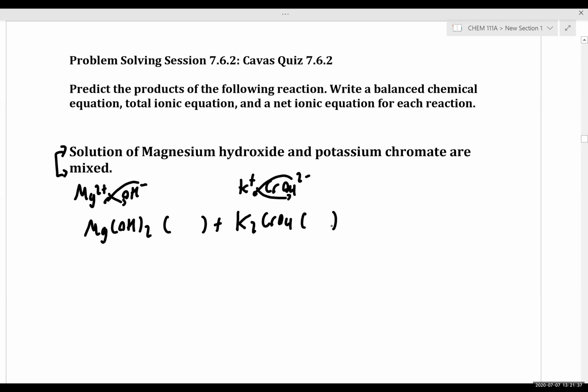Okay. Now let's assign state symbols. Magnesium hydroxide, is that soluble or insoluble? Insoluble, so we put a solid symbol. Potassium chromate. Do we put a solid or an aqueous symbol? Is potassium chromate soluble or insoluble? It's soluble, so we put an aqueous symbol.